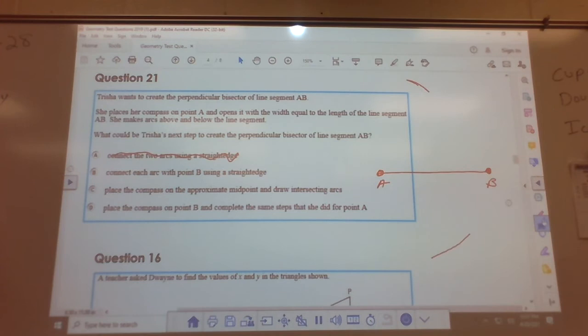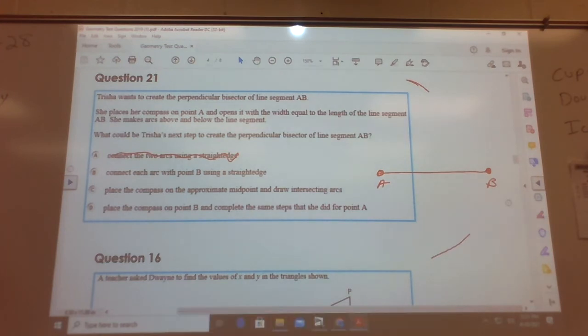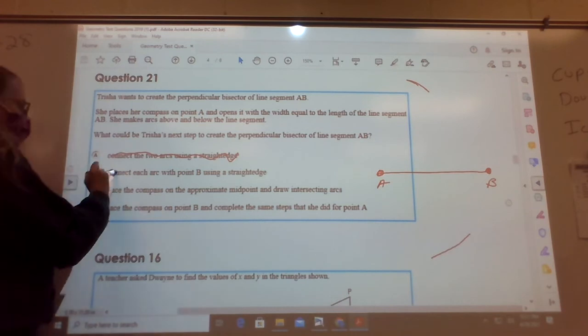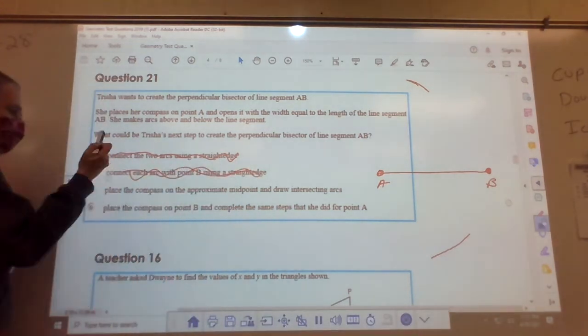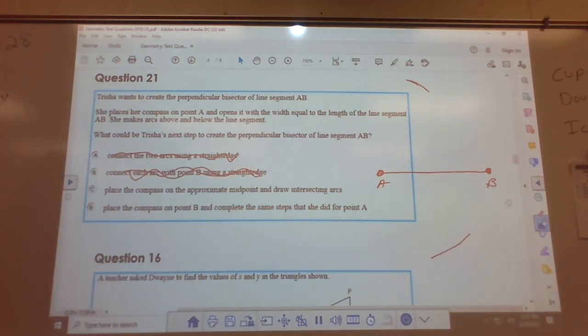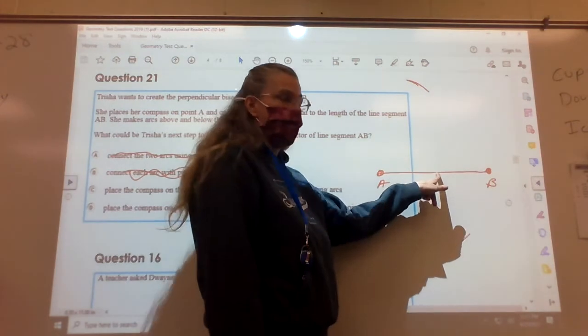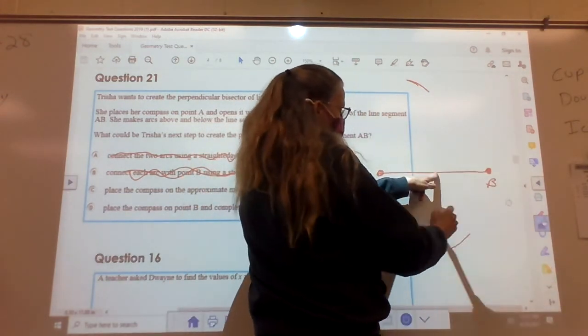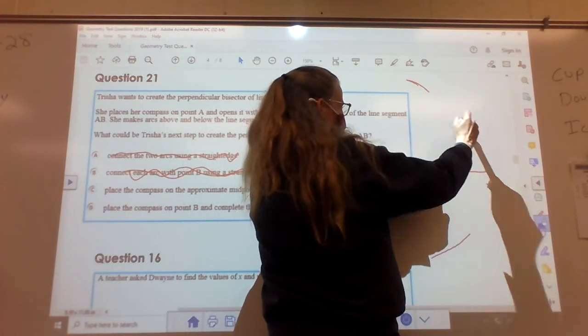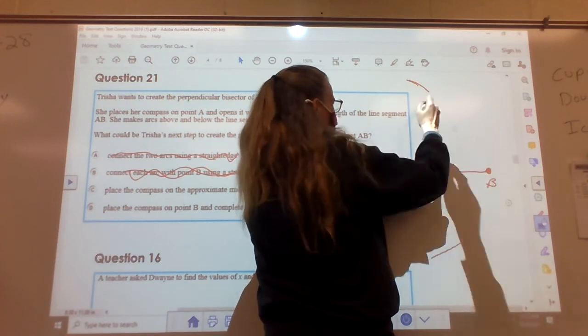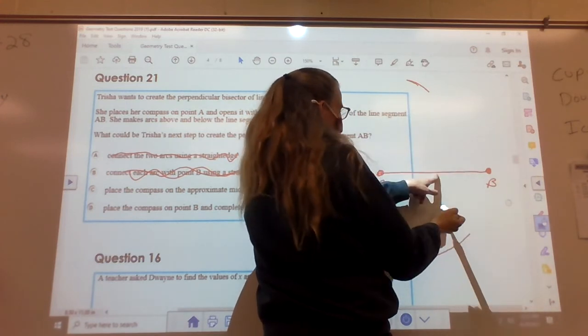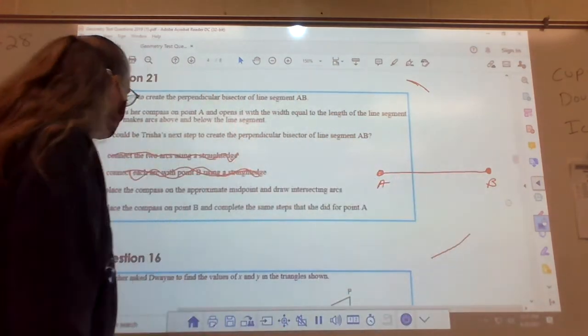Connect each arc. Well, again, I can't very well connect an arc if I don't have a point on the arc. So that one doesn't make sense. Place the compass on the approximate midpoint and draw intersecting arcs. So that's saying if I put it on the midpoint, I can draw a circle there, which doesn't seem to make sense with what I'm even drawing. So that one doesn't really make sense either.